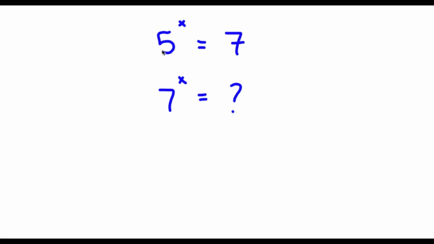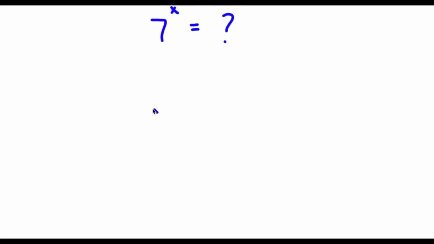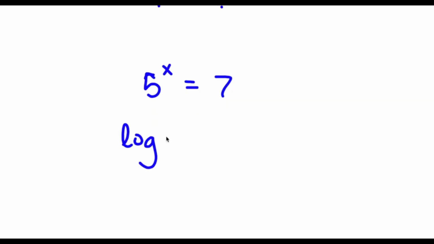Alright, so we are given that 5 to the power of x equals 7. So now we want to find the value of 7 to the power of x. So the first thing to do is find the value of x. So we have 5 to the power of x is equal to 7. Now to find the value of x here, I'm first going to take the log on both sides. So now I have log 5 to the power of x is equal to log 7.